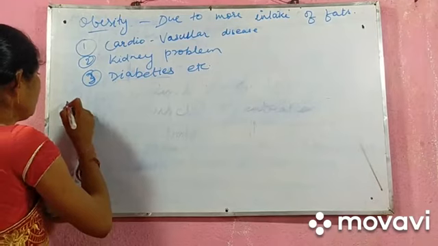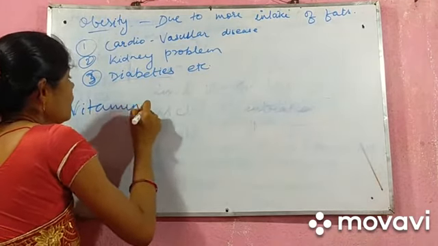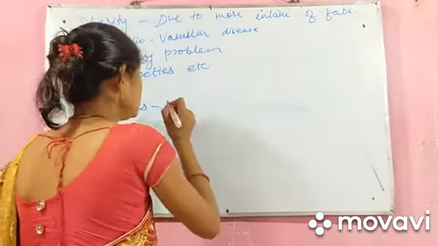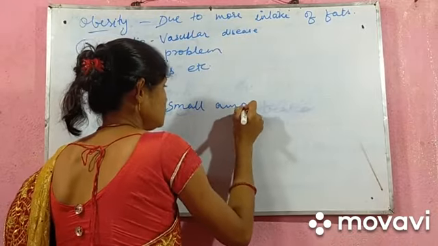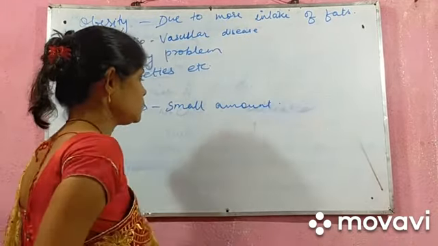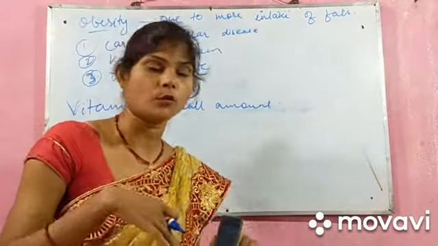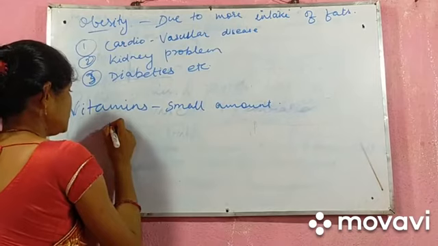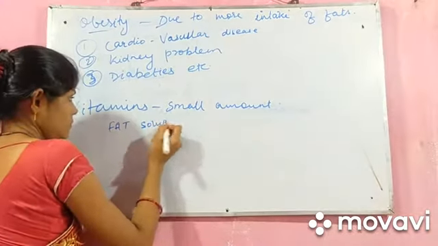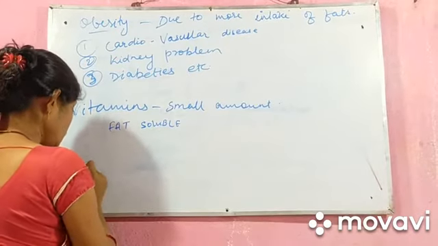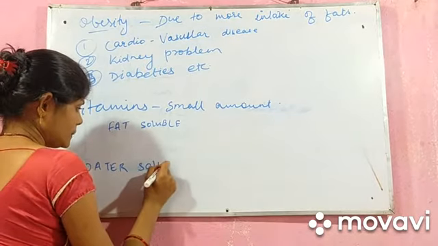Now we will read about vitamins. Vitamins are required by the body, but in a very small amount. They are not synthesized in our body. We just take them from outside. So vitamins are of two types: fat soluble vitamins and water soluble vitamins.